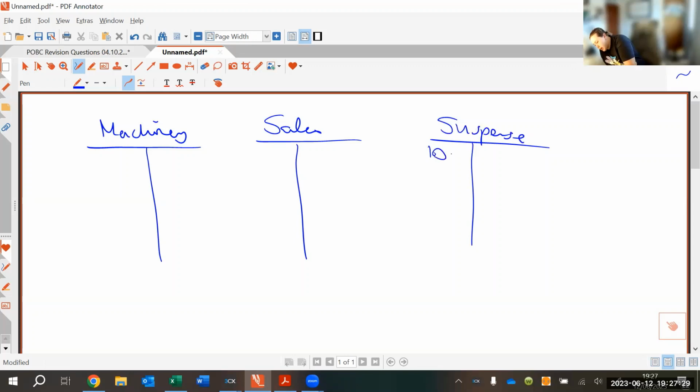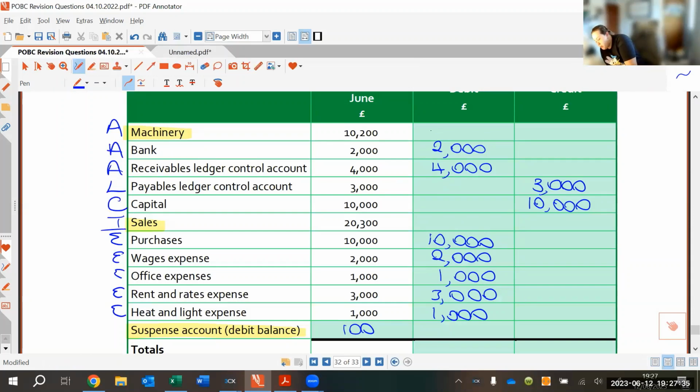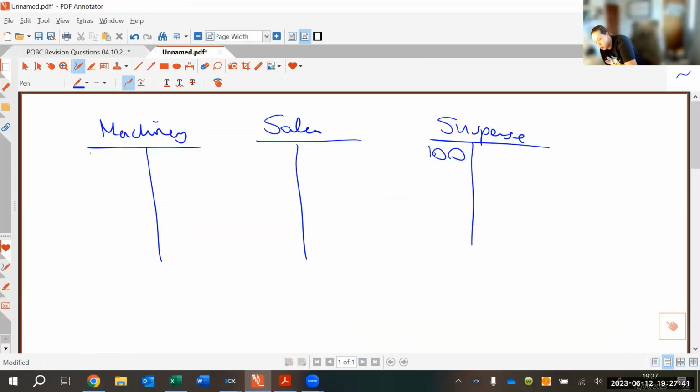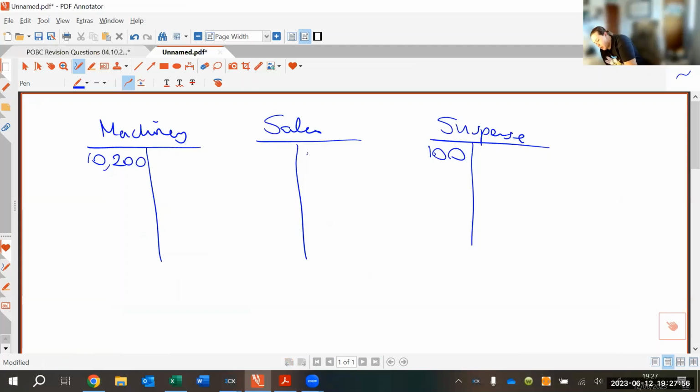So we know our suspense account had £100 debit. Machinery is an asset. So if we're going to put a figure in the trial balance, we'd expect it to be on our debit side as our assets are. So we know that 10,200 should be there. And our sales is income. So that 20,300 that we had as our initial figure is going to be sitting on the credit side of our account because income.